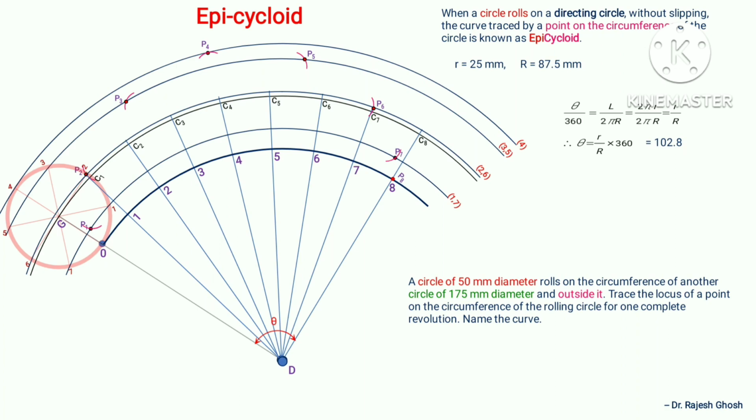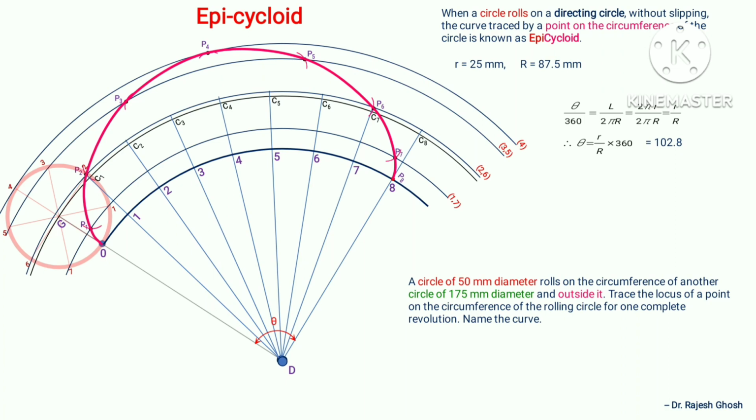Now that we have the points 0, P1, P2, P3, P4, P5, P6, P7 and P8, a freehand curve is drawn to pass through all these points, and such a curve is known as the epicycloid.